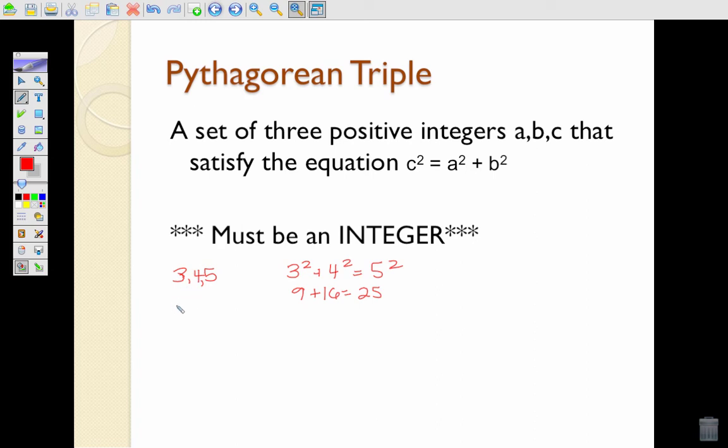Plus, any multiple of 3, 4, 5 is also a Pythagorean triple. So I could use 6, 8, 10, multiplying all of the sides by 2. I could multiply all of the sides by 5 and get 15, 20, and 25. And I could keep going forever and ever. As long as I multiply 3, 4, 5 by something, I get different Pythagorean triples.